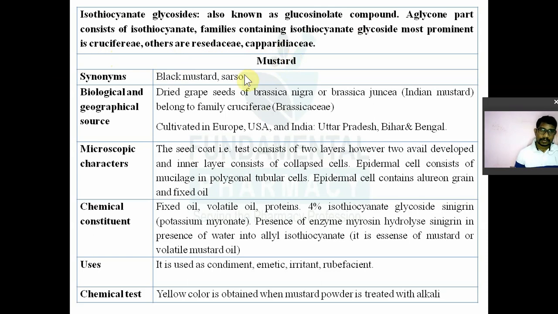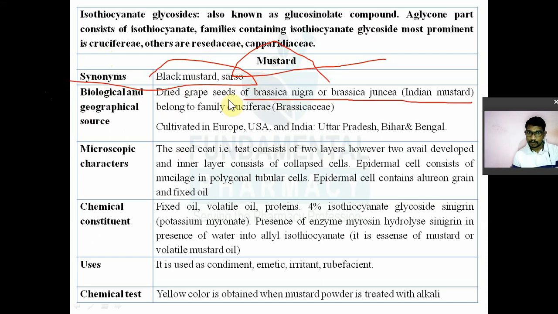Mustard, from isothiocyanate glycoside. Mustard means मोहरी. The synonym is black mustard. It is also known as सरसों का तेल. Biological source: dried ripe seeds of Brassica nigra and Brassica juncea, which is known as Indian mustard, belonging to family Cruciferae, also known as Brassicaceae.